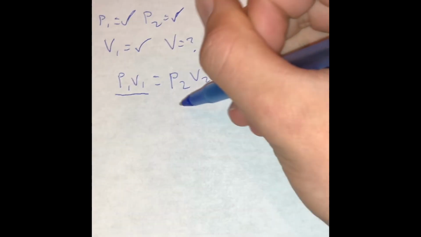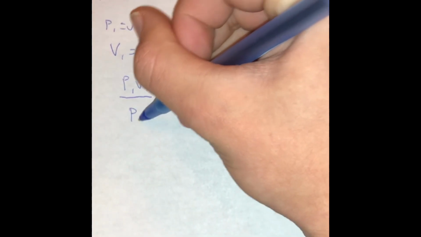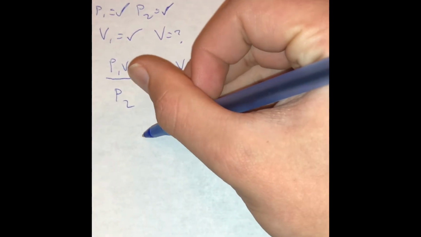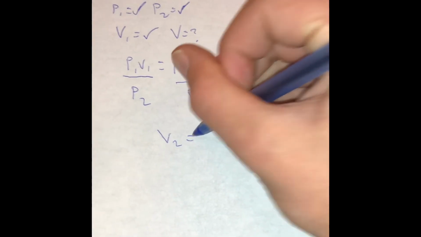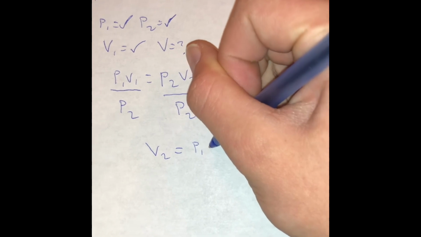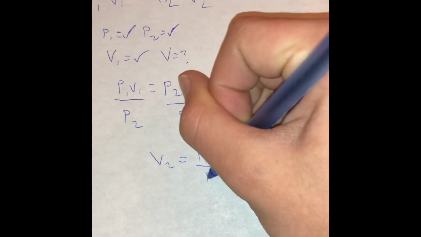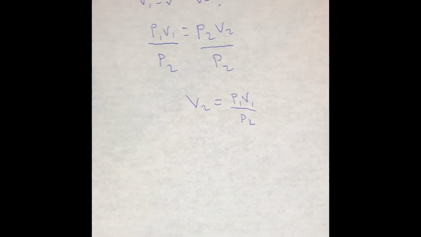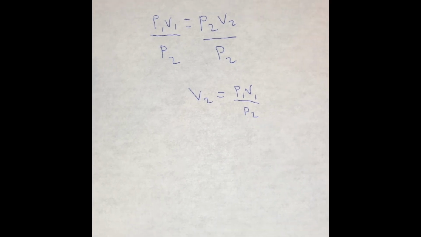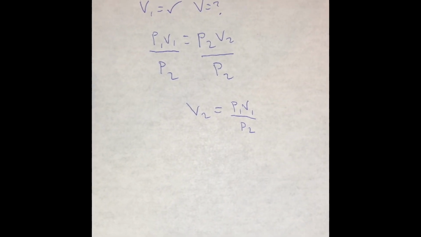We divide both sides by the final pressure, and that gives us a final equation of the final volume equals initial pressure times initial volume divided by the final pressure. Once you figure out the equation, you can plug in your numbers to find the missing value. This can be used to find everything in the equation as long as you know 3 of the 4 variables in the equation.